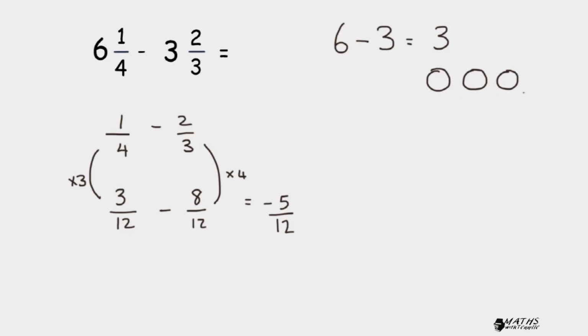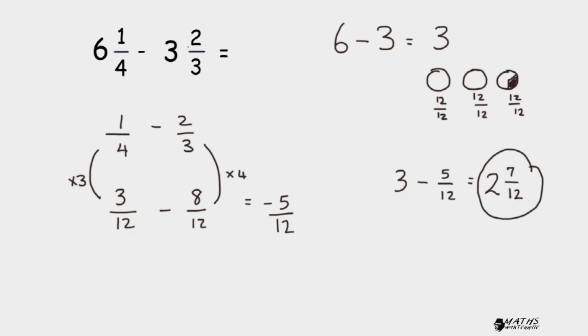So we need to remember we have 3 whole pizzas here. So I'm going to go to my 3 whole pizzas and take away the 5/12 that I'm missing. So in this pizza I have 12 out of 12 slices because the denominator tells me how many slices there are in total. The second one I have 12 out of 12 and the third one I have 12 out of 12. So when I go to my 3 pizzas and take away 5 out of 12 slices from one of them, it would leave me with 2 whole pizzas and a remaining fraction, which is 7/12. So the final answer to 6 1/4 take away 3 2/3 is equal to 2 7/12.